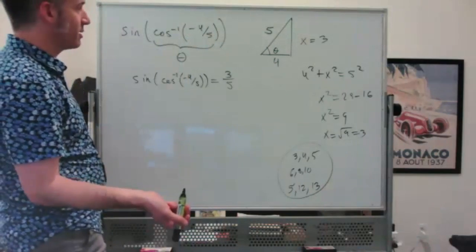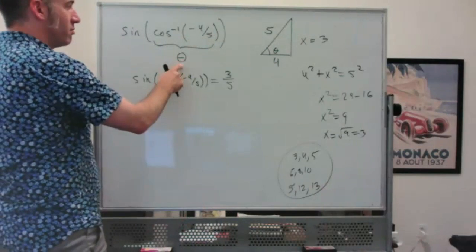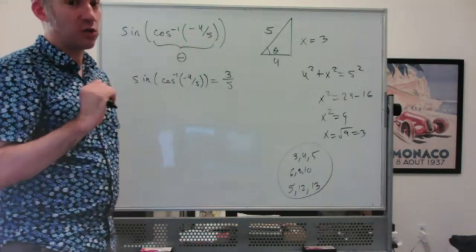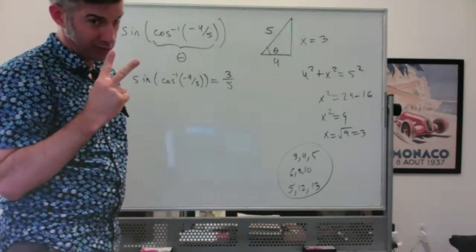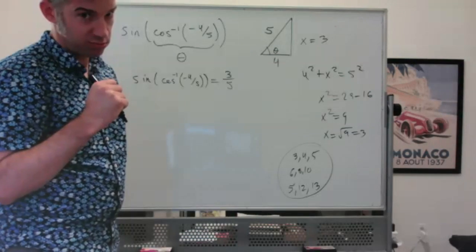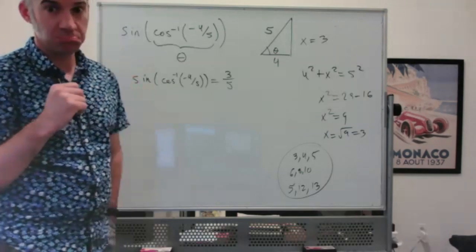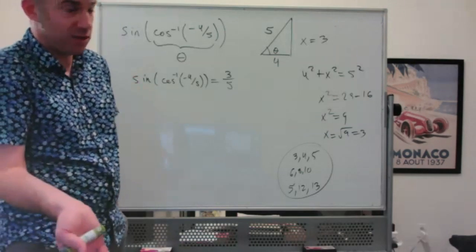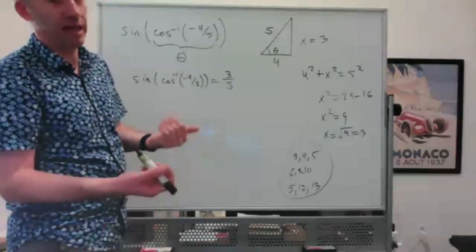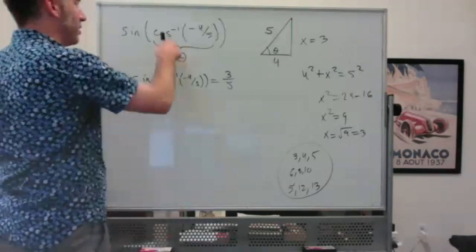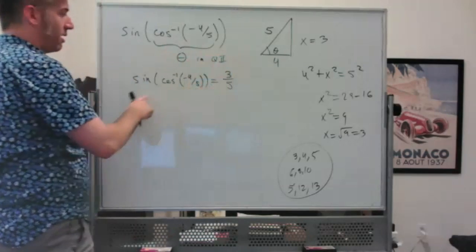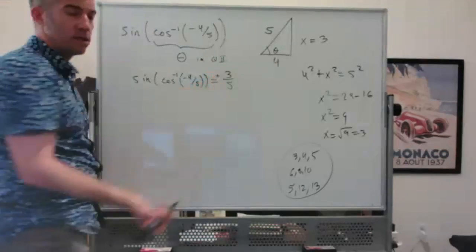Cool. Now let me ask you guys. This angle, inverse cosine of negative 4/5, is it in quadrant 1 or quadrant 2? Definitely 2, right? Inverse cosine of negative 4/5 can't be in quadrant 1 because it's inverse cosine of a negative number. So this is an angle in quadrant 2, which means sine of that angle should be positive 3/5.